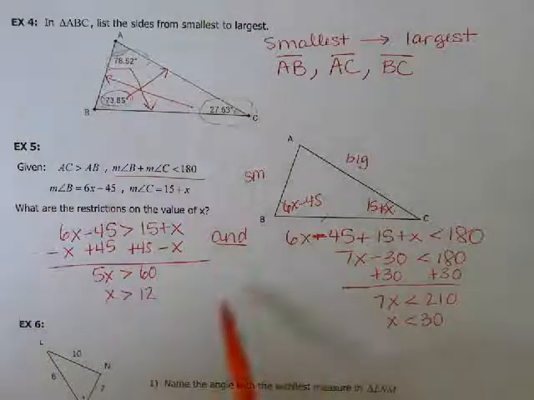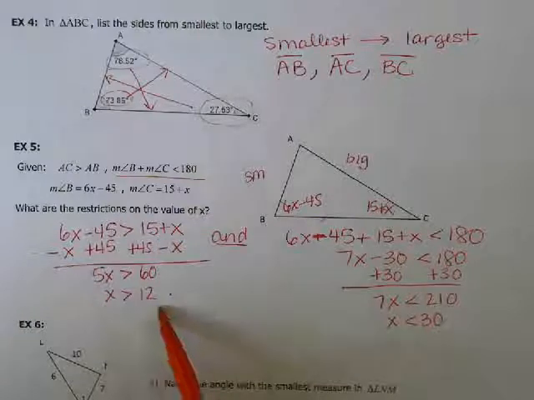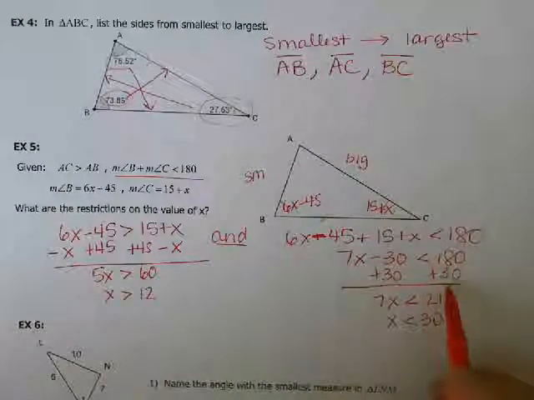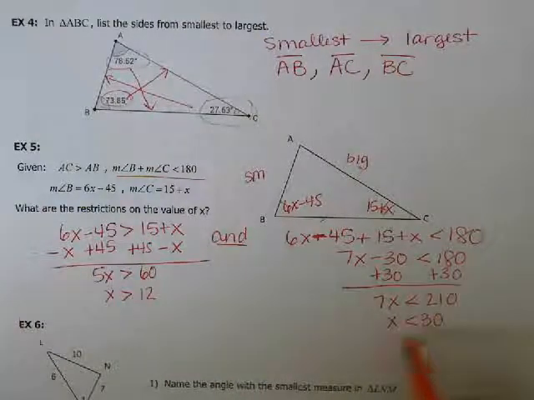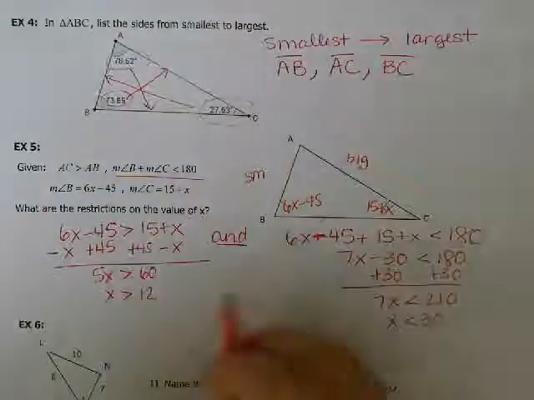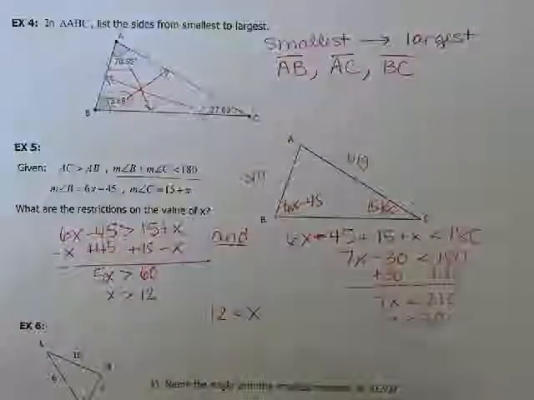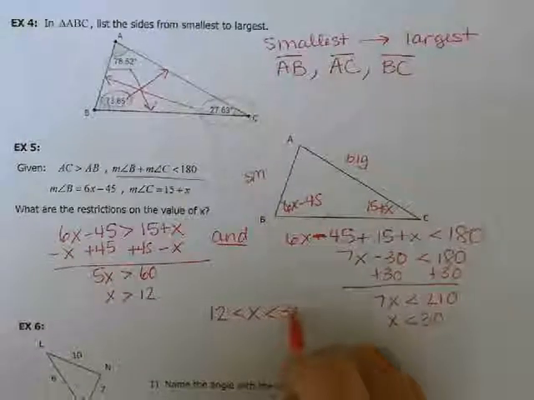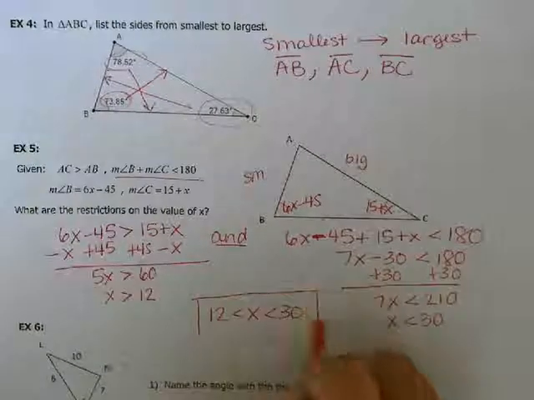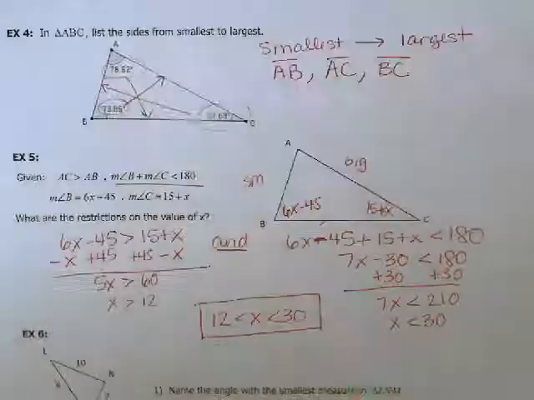So when we solve the inequality on the left, we get that x is greater than 12. And when we solve the inequality on the right, we know that x is less than 30. You can combine those into one statement. We know that x needs to be bigger than 12, but it needs to be less than 30. And those would be the restrictions on x.